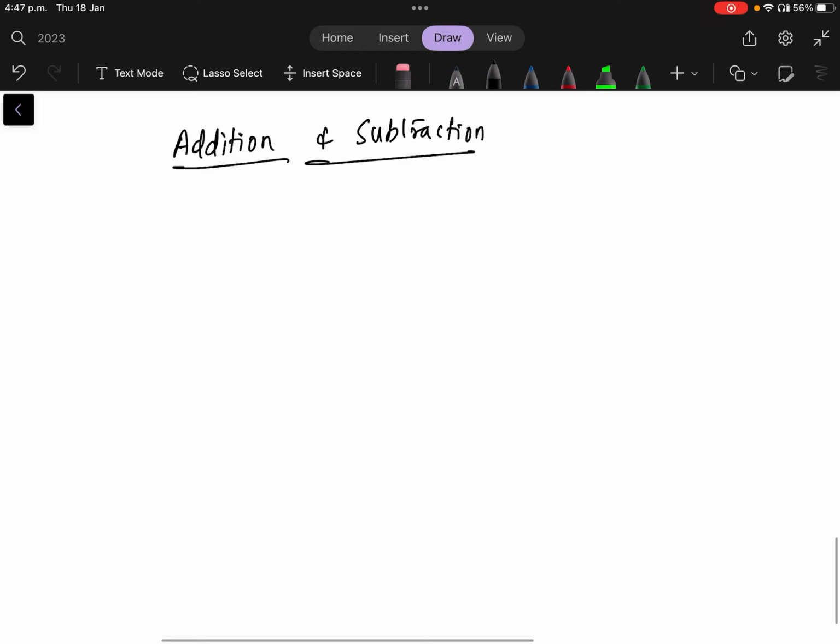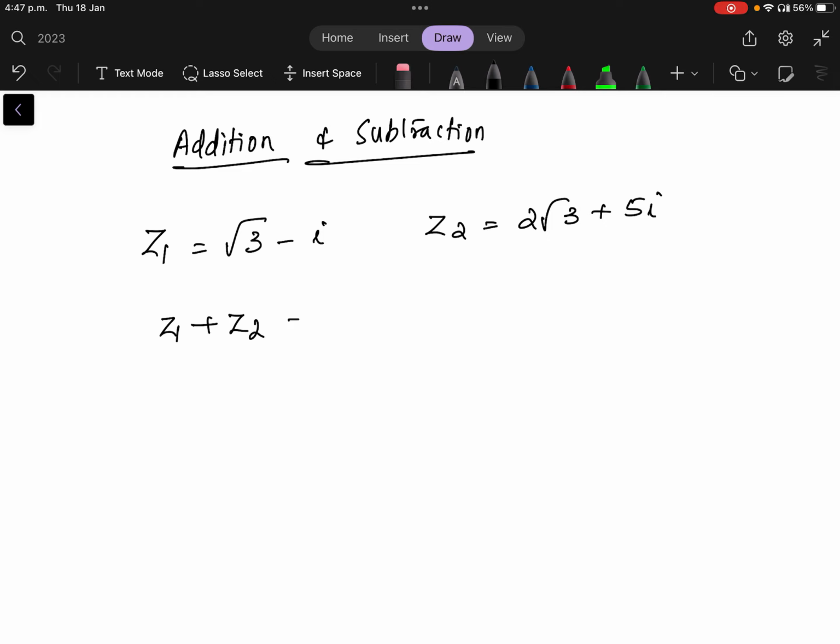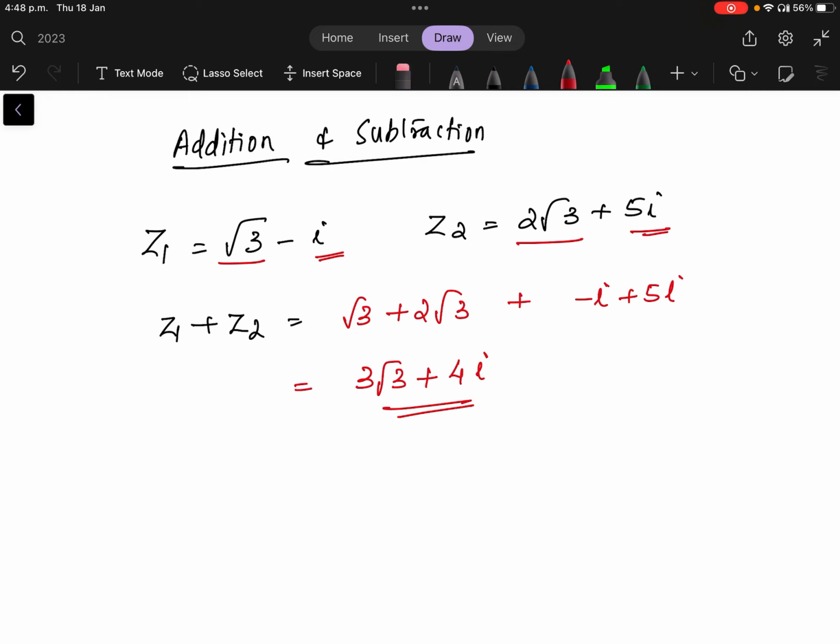When you are adding or subtracting two complex numbers, you add the real parts to the real parts and the imaginary parts to the imaginary parts. For example, if z1 is equal to root 3 minus i and z2 is equal to 2 root 3 plus 5i, then z1 plus z2: add the real parts together, root 3 plus 2 root 3, then add the imaginary parts, minus i plus 5i, so that is equal to 3 root 3 plus 4i. That's the same with subtraction also.